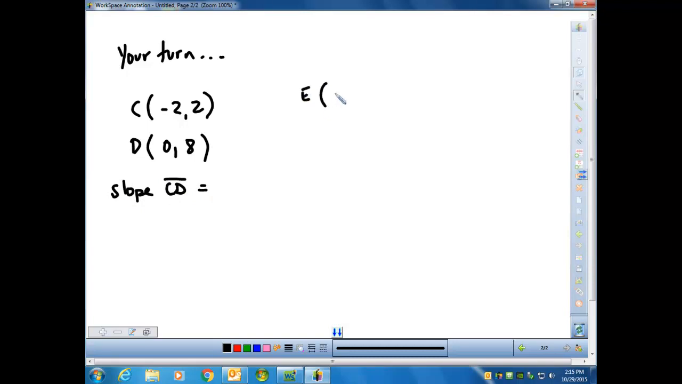We're also going to look at segment EF. So E is 4, 7 and F is 6, 7. What is the slope of segment EF? Please stop the video right now and work on those.